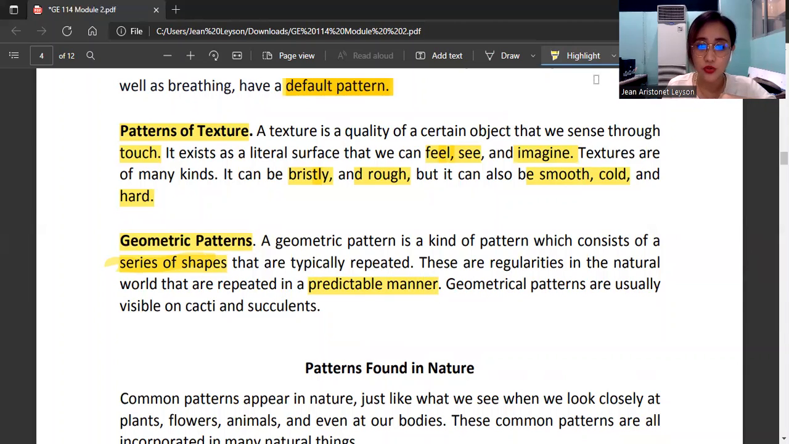Geometrical patterns are usually visible on cacti and succulents. If you have heard of plantitas and plantitos, if you take a look at plants, on the leaves, on the petals, there is a certain geometric pattern to that. So it's a repetition of shapes and objects.